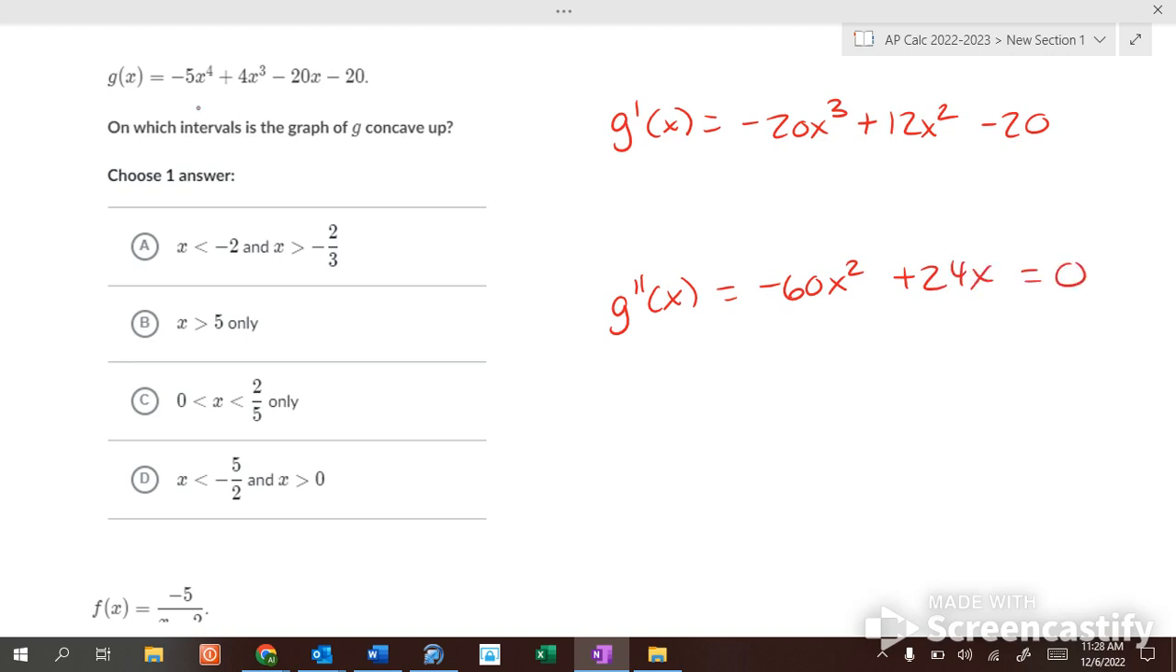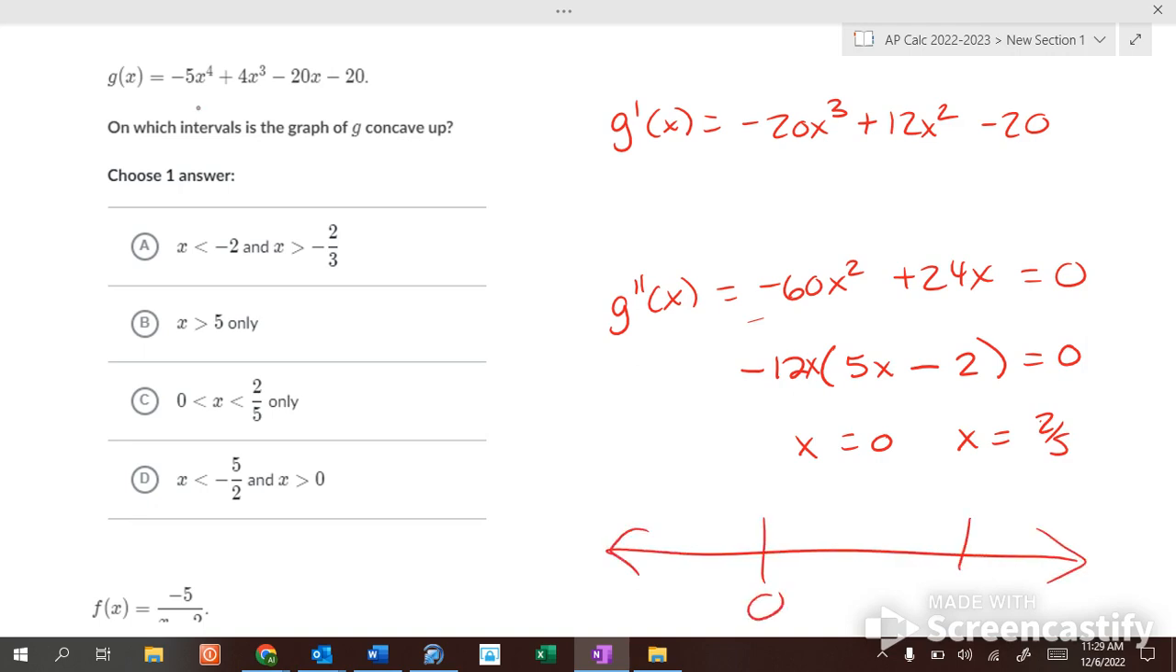Okay, you set the second derivative equal to 0 to find points of inflection. What can you take out of this? What goes into 60 and 24? Negative 12. So if you take out a negative 12, you get negative 12x, and you get 5x minus 2. So x equals 0 and x equals 2/5.